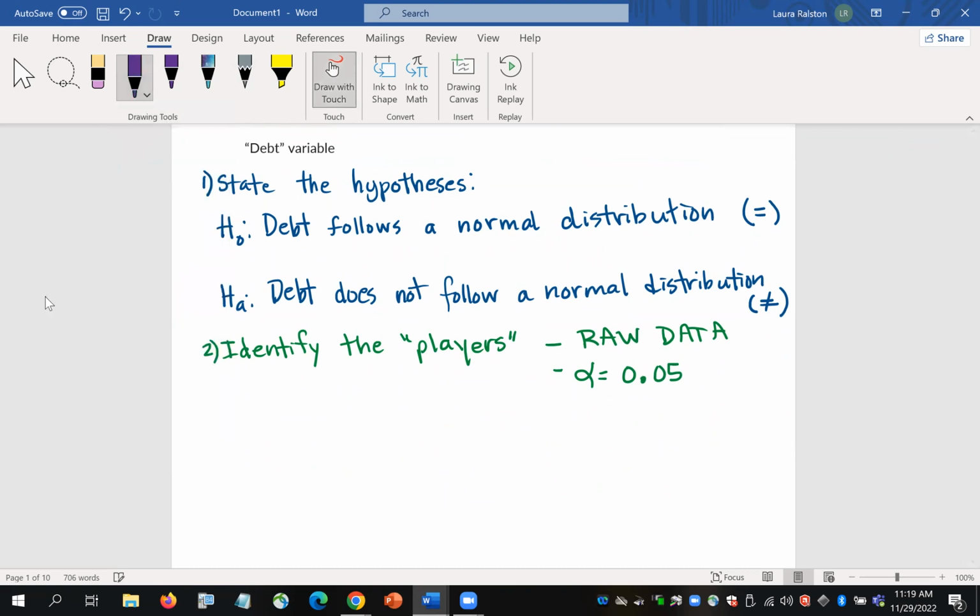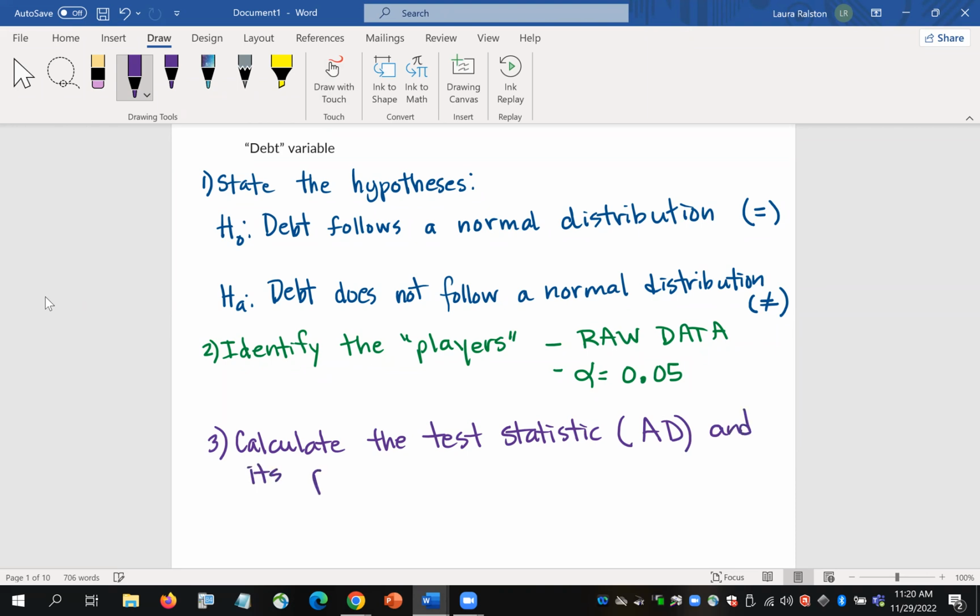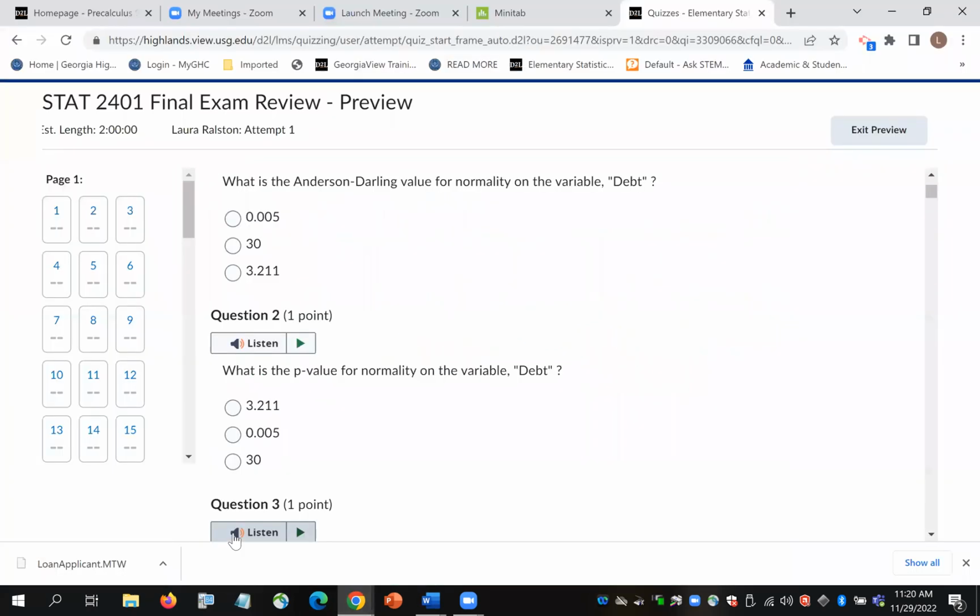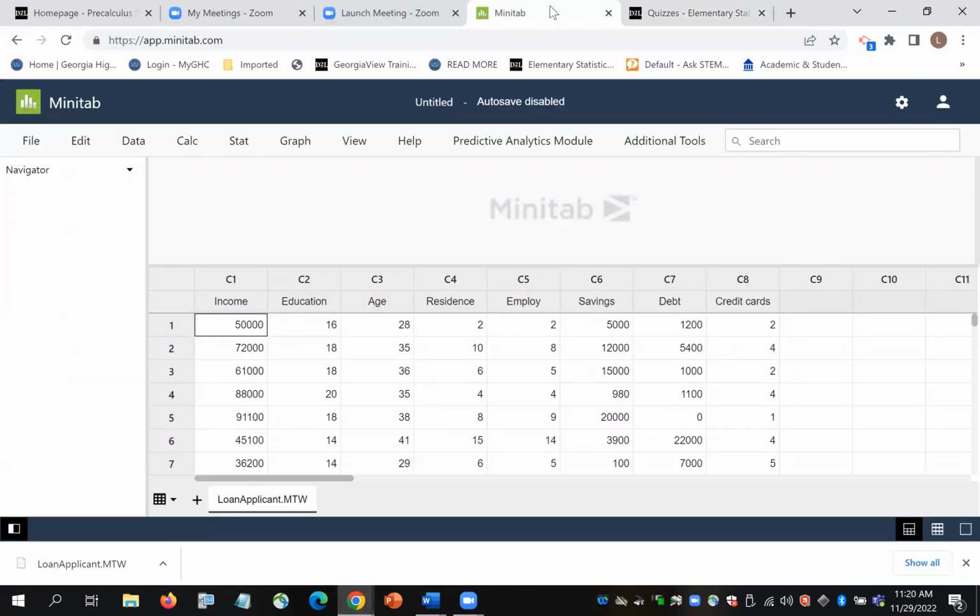Step 3 in the process is to calculate the test statistic, which for this problem would be Anderson-Darling, and its p-value. Now again, if you have forgotten how to do those keystrokes in Minitab, you can find those in D2L.